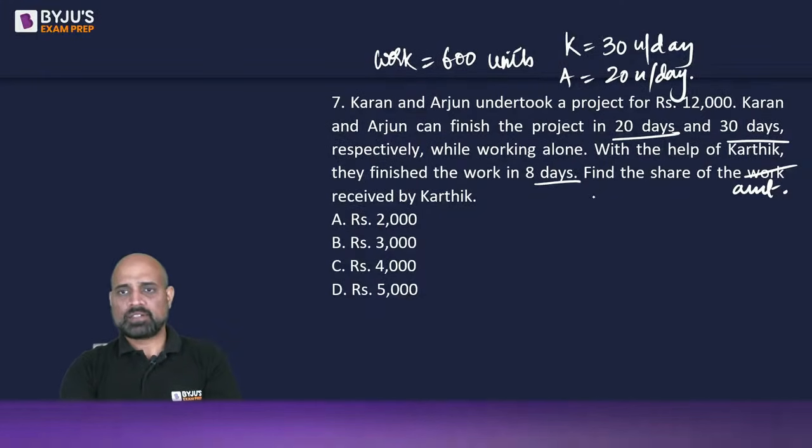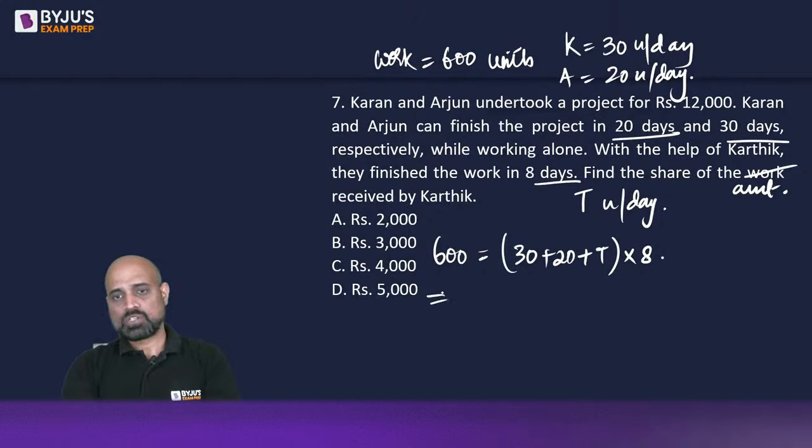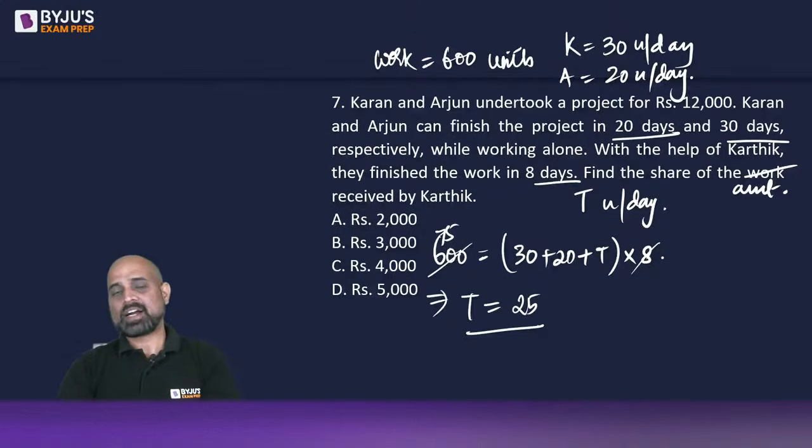And Karthik, let's call Karthik by the letter T. Karthik will be doing T units per day, right? So as per the question, can we say this 600 units is being finished by Karan plus Arjun plus Karthik in these 8 days? So if we solve this, this is going to give us 75, or T is going to be 25. So Karthik does 25 units of work every day.